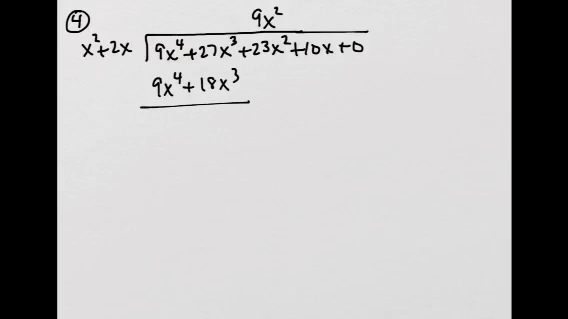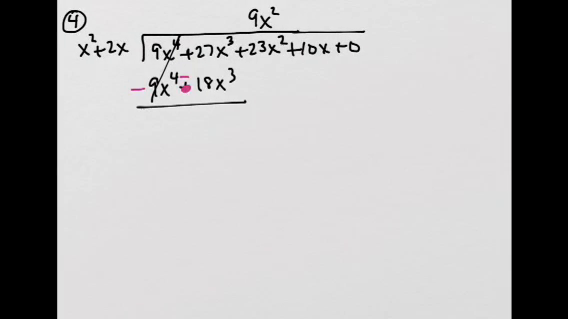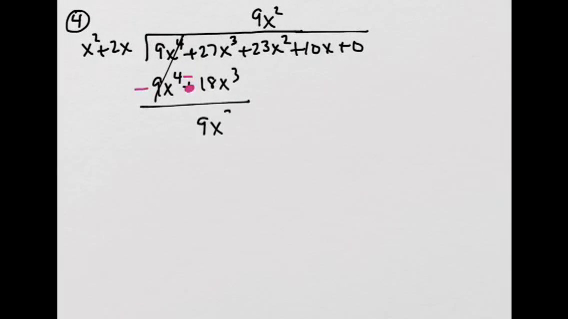So now we subtract or add the opposite, so that becomes a negative. And so when you combine these, you get 27 minus 18, that's 9. We bring down the next term, which is 23x squared. And so you ask yourself, what do you have to multiply x squared by in order to get 9x cubed? And the answer is 9x. So this is 9x cubed. 9 times 2 is 18.